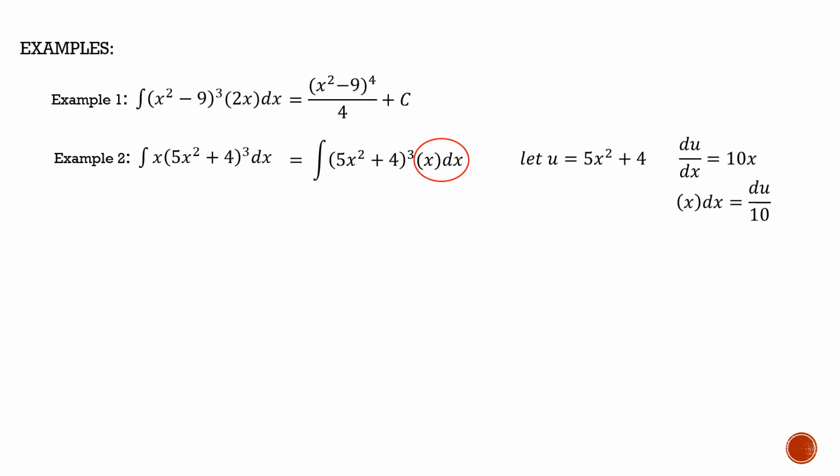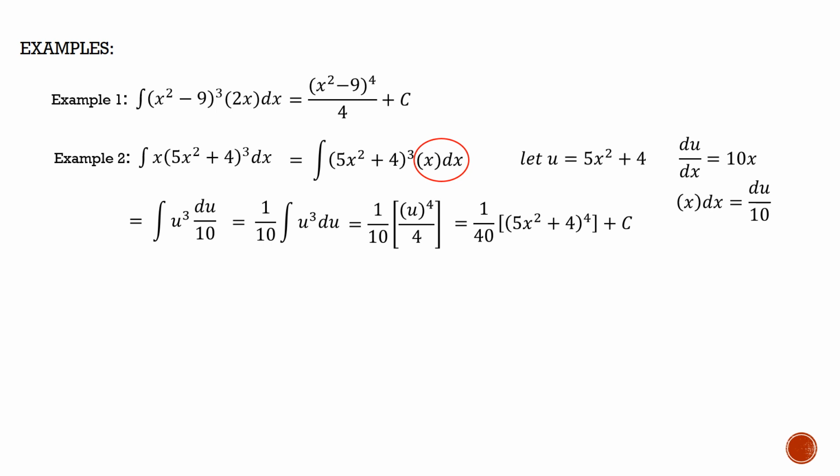Excellent. Now we use the other formula. So now we have u cubed du over 10. Now du over 10, you have to realize, is like saying 1 over 10 times du. So I can simply factor out the 1 over 10, and now I have u cubed du. Find the antiderivative with respect to u. I end up with u to the 4th over 4, and simply replace u with 5x squared plus 4. Don't forget to add the plus c.